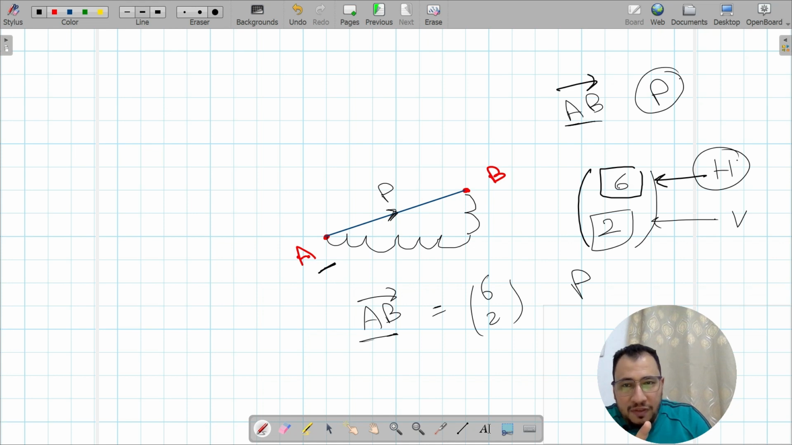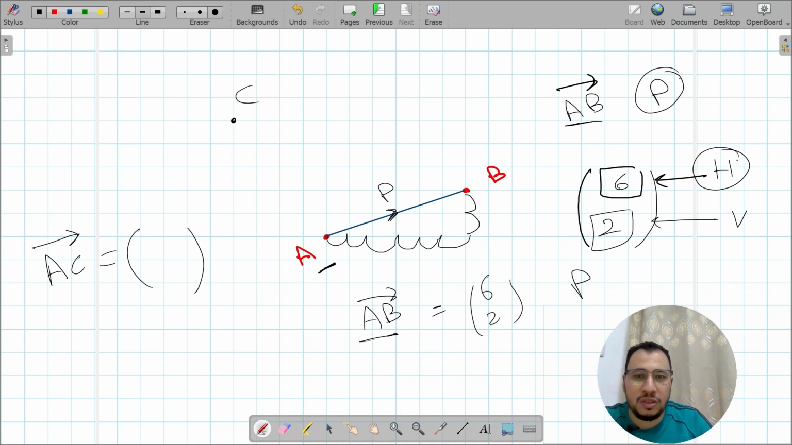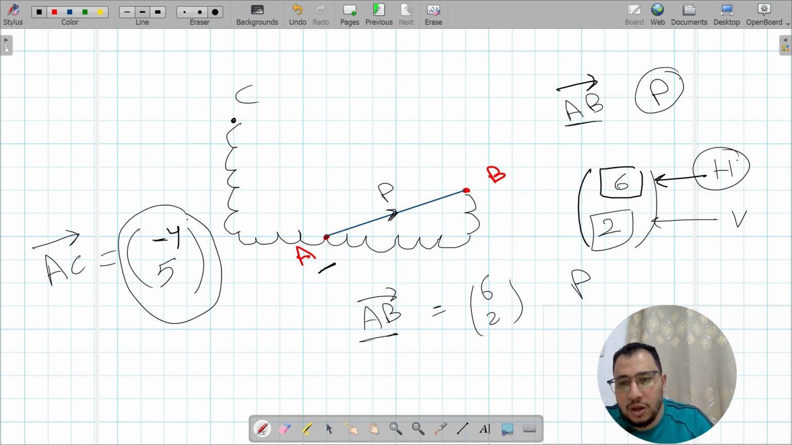Remember that if you have another point here like C and you want to get vector AC, what is the horizontal change? To write it as a column vector, you go 1, 2, 3, 4. So 4 steps to the left, and remember, to the left means it should be negative 4. Then 1, 2, 3, 4, 5 steps up. So this is the column vector which represents vector AC. Of course, there can be an arrow here, and it can be called C or any letter. It will be given to you in the exam.